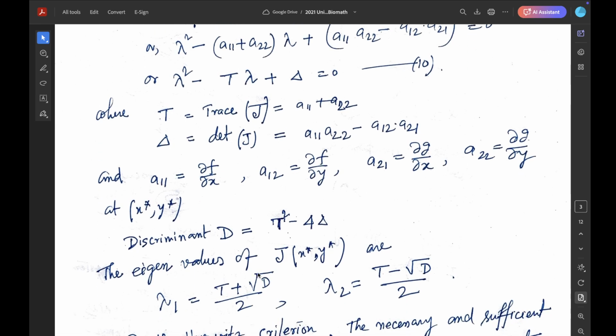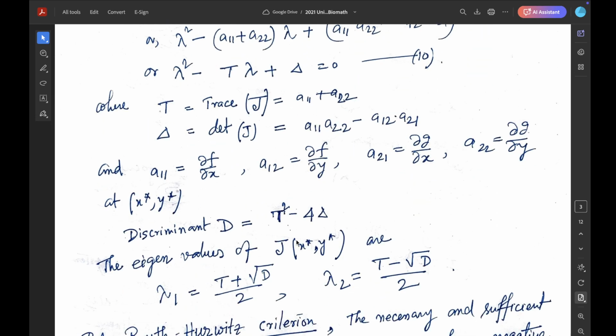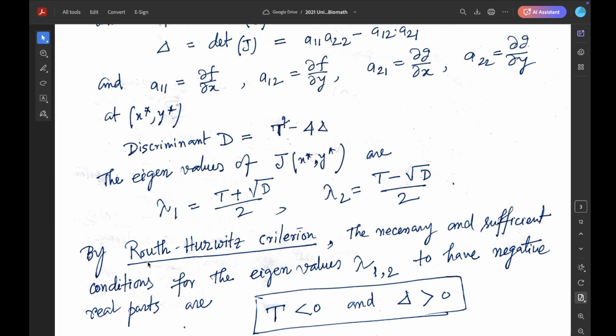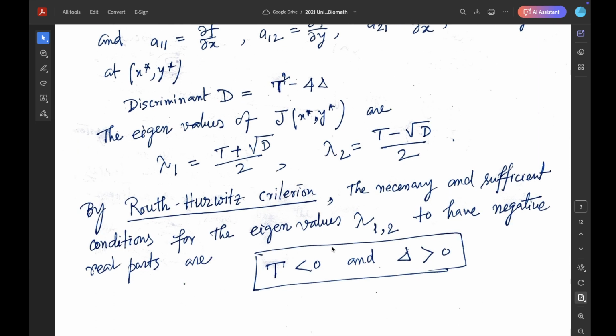The eigenvalues of this Jacobian matrix are λ1 and λ2. λ1 = (T + √D)/2, λ2 = (T - √D)/2. By the Routh-Hurwitz criterion, the necessary and sufficient conditions for the eigenvalues λ1 and λ2 to have negative real parts are the trace T less than 0 and the determinant Δ greater than 0.